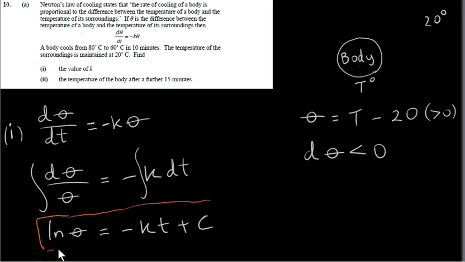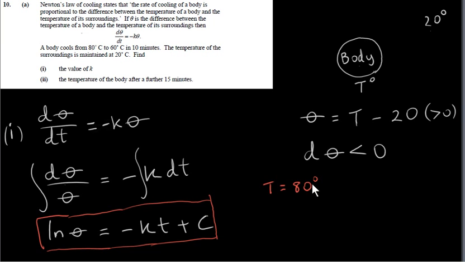This gives us the relationship between theta and t. Of course, we don't know what c is, and we don't know what the constant k is either. But we're given some information here. We're given that the body cools from 80 degrees to 60 degrees in 10 minutes. So let's look at the case when the temperature of the body is 80 degrees.